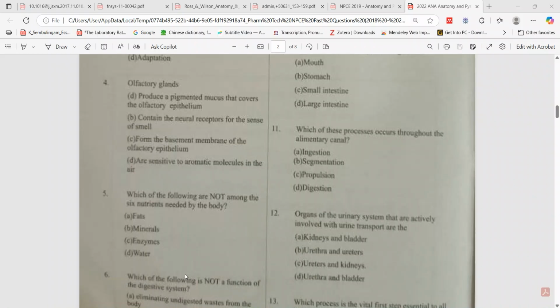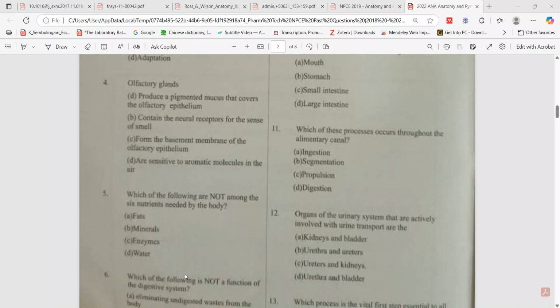So olfactory gland is an example. It's not an endocrine, it's an exocrine. So definitely, just like the salivary glands, which are exocrine glands and have their secretion. So the olfactory gland produces pigmented mucus that covers the olfactory epithelium. So that's the answer. Let's go to 5.